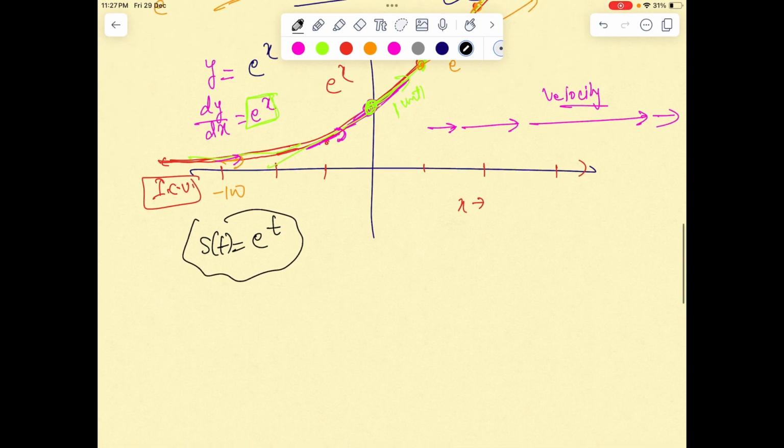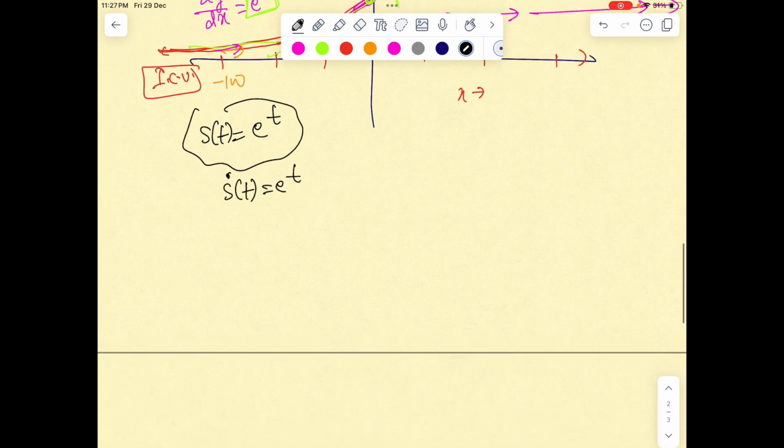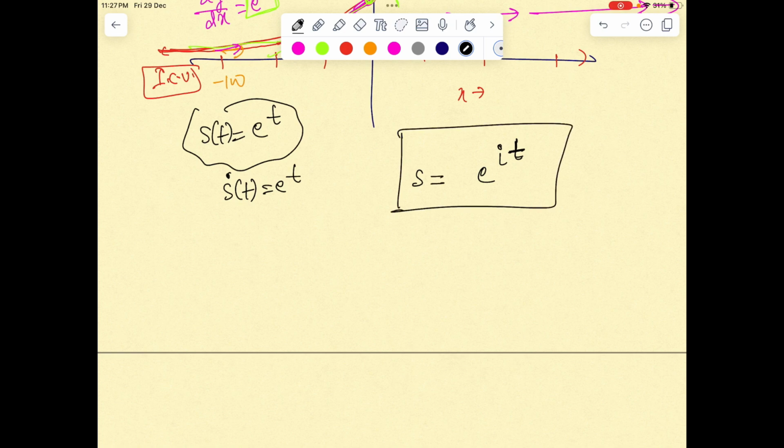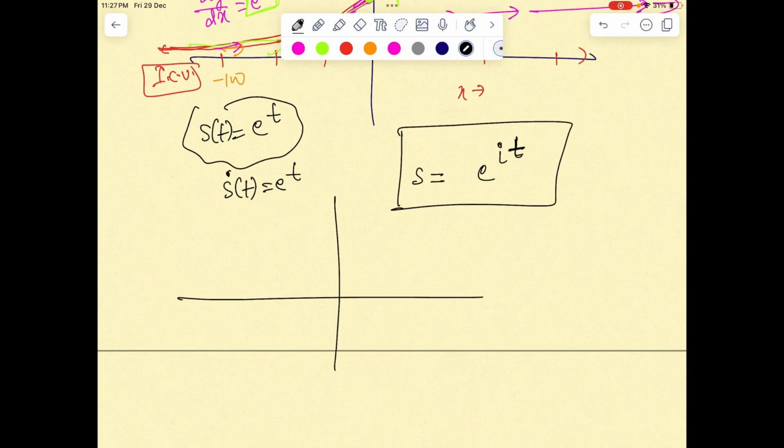It's a realistic situation where if I model this displacement as a function of time as e to the power t, we'll see something like this, and the velocity s dot t will still be e to the power t. Now let's see what exactly it represents in a Cartesian frame. So let's say the displacement at any time of the particle is e to the power i theta. So what exactly do I mean here? We have a Cartesian frame, now we are in 2 dimensions.